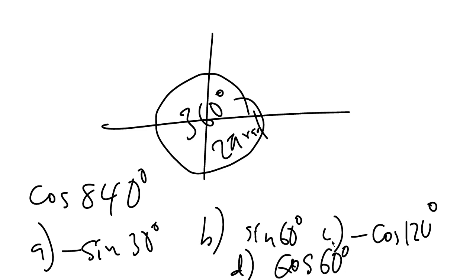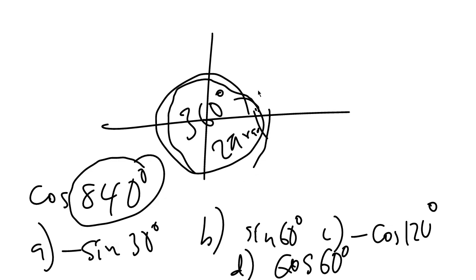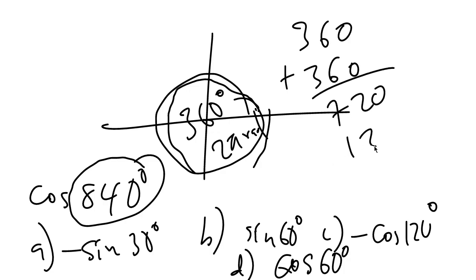So what's the best way to go about this? This is actually like a revolution. So if this is 840, what happens? It goes around the first time 360, right? Another 360, that is 360 plus 360, which is what? 720. Remaining what? 120. So after going around twice, it will now return to what? It will now land at 120. So that means that cos 840 is same as what? Cos 120. So the question now is, which of this is equivalent to cos 120?